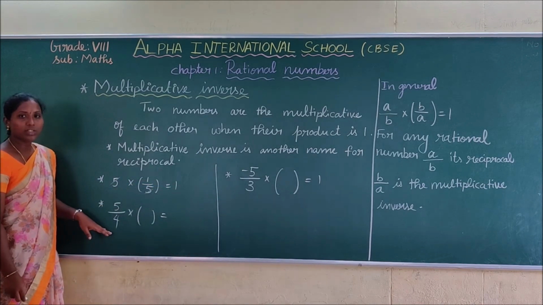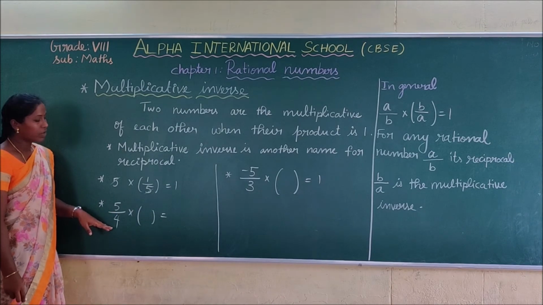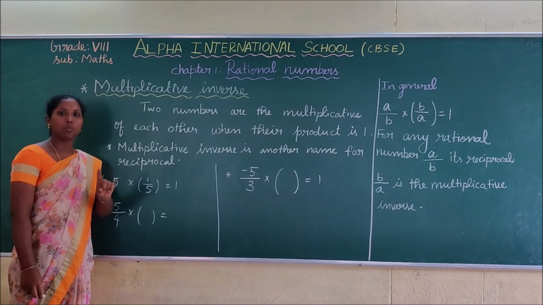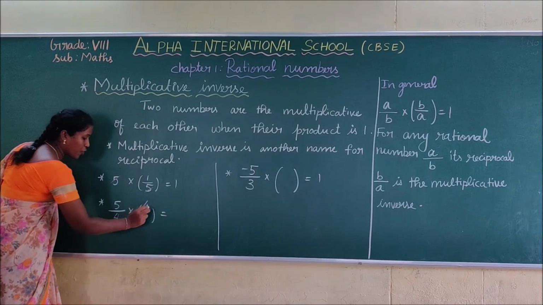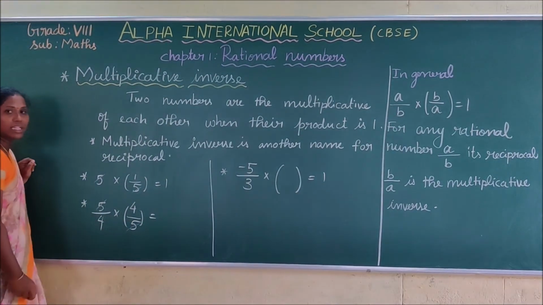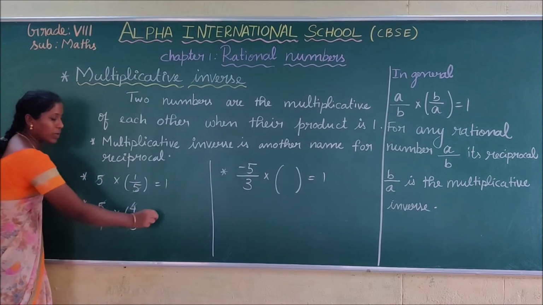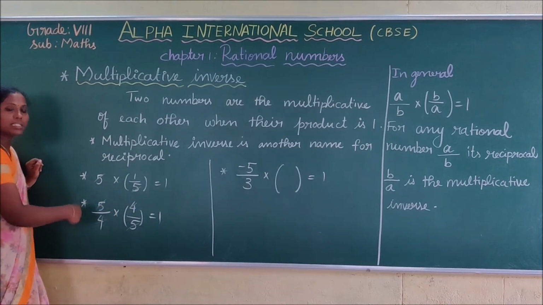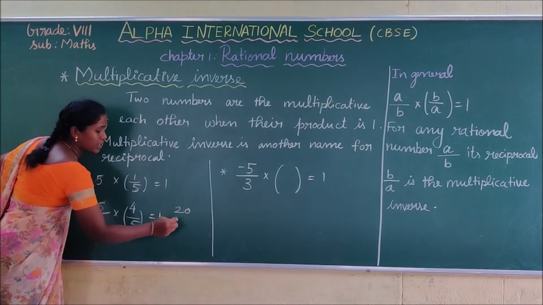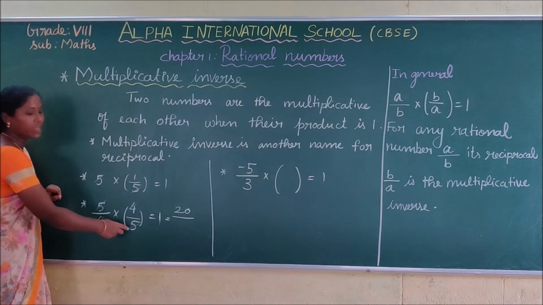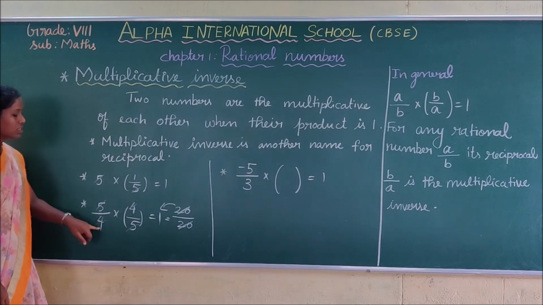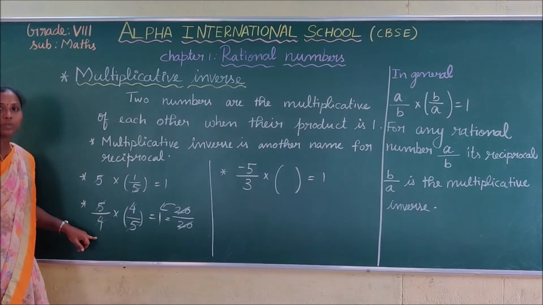Second, I am taking a rational number 5 by 4. If I want to multiply some number with 5 by 4 so that I should get the result as 1, what number can I choose? 4 by 5. Either you can simplify this: 5 and 5 will get cancelled, 4 and 4 will get cancelled, so you get the result 1. If you are not simplifying and multiplying, 5 fours are 20, and 4 into 5 is also 20, so 20 by 20, if you cancel, the result is 1. So these two numbers are said to be the multiplicative inverse of each other.